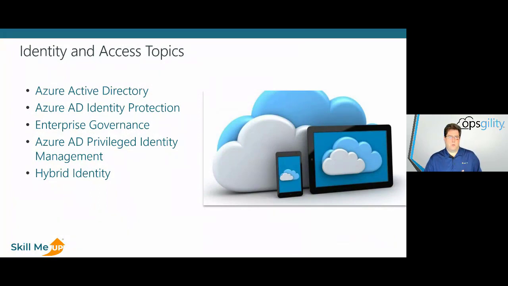There's a few different topics that we're going to review here within identity and access. Azure Active Directory is the main umbrella around it all, but there's also Azure Active Directory Identity Protection. There's talking about enterprise governance, privileged identity management, and hybrid identity. We'll talk a little bit here at the start about hybrid identity, but then we'll get into how we create that hybrid identity approach within our organization.